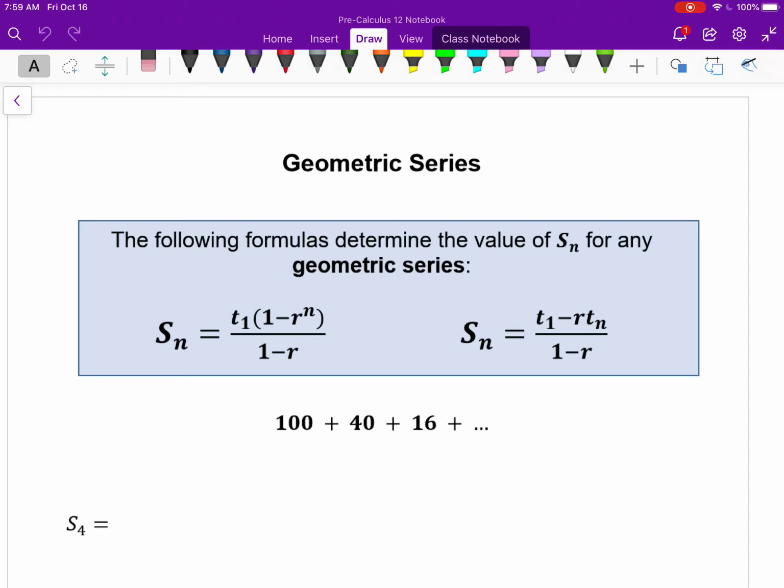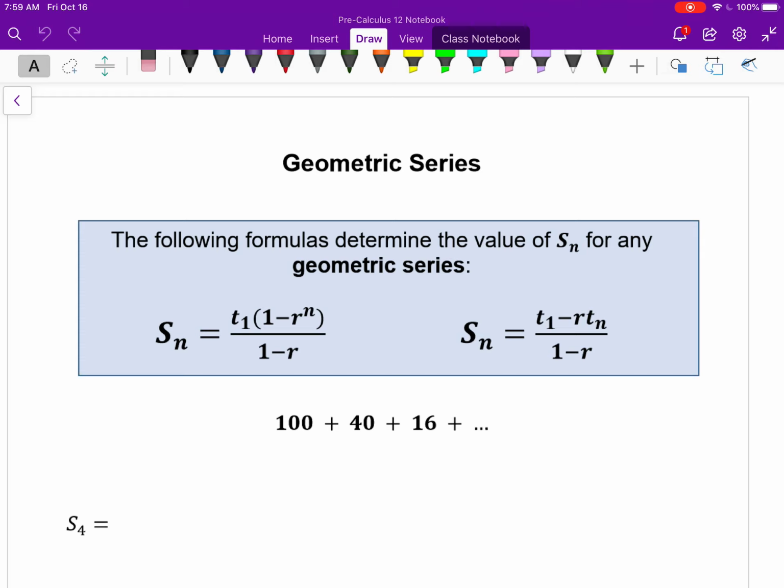So this lesson is continuing with the idea of a geometric sequence and now applying it to a geometric series. The difference between a sequence and a series is that a sequence is a list of terms in a row. A series is where you add them up.